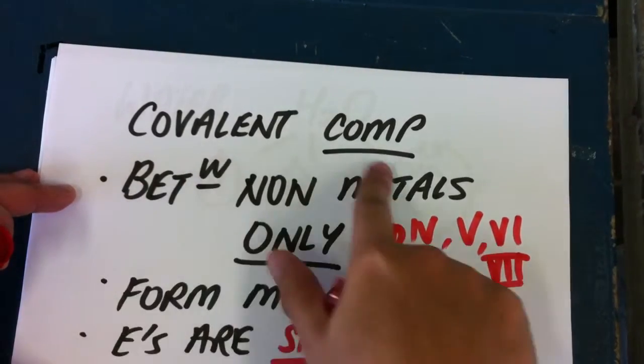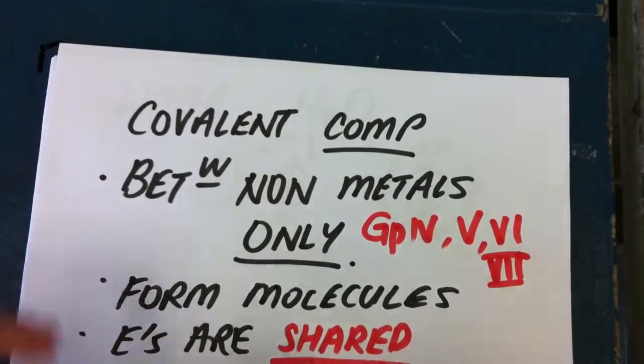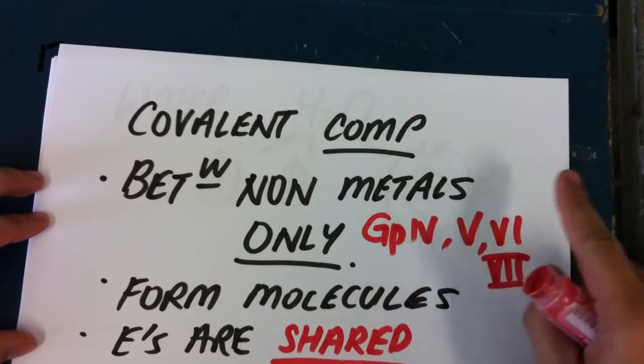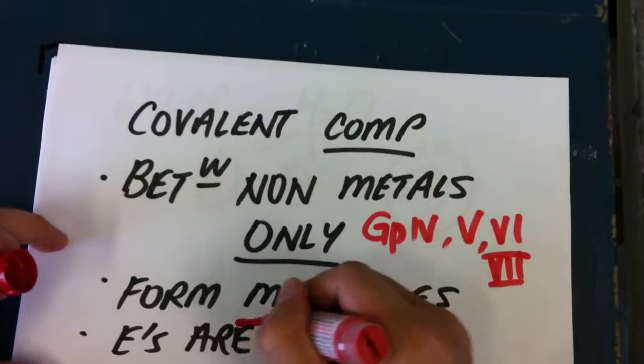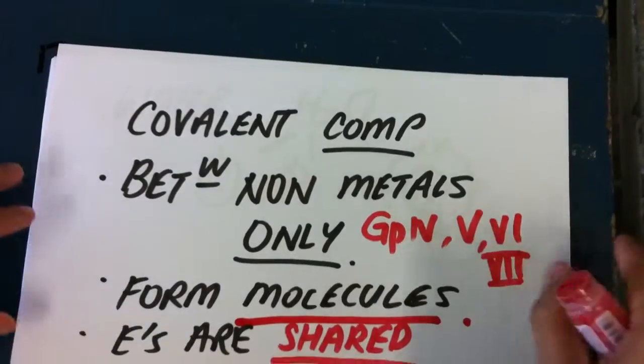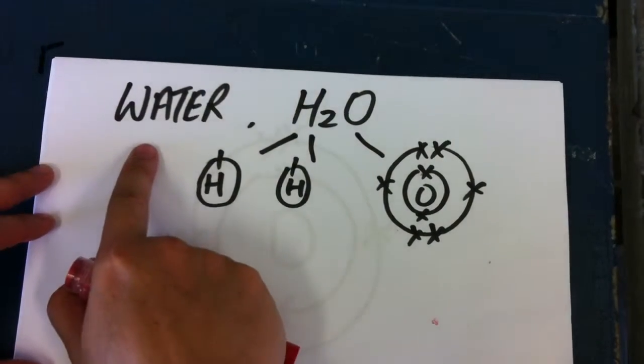Now, in covalent compounds, there is no such thing as ions, positive or negative ions. There is no ions involved. There's only atoms coming together to form molecules. So please take that in mind. Now, let's look at the first one. Now, let's look at water.